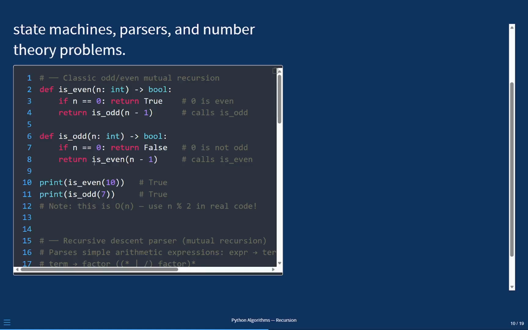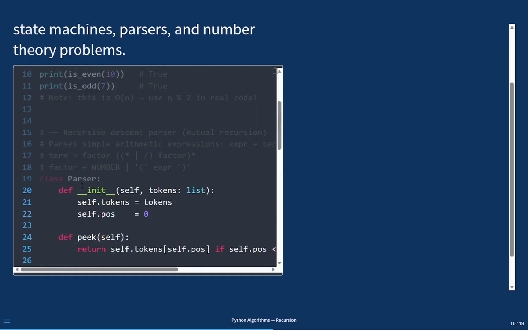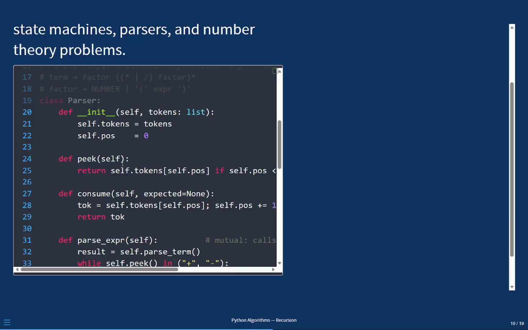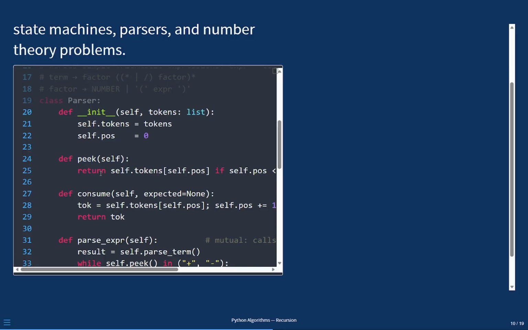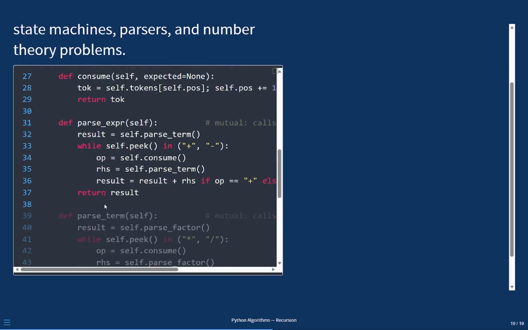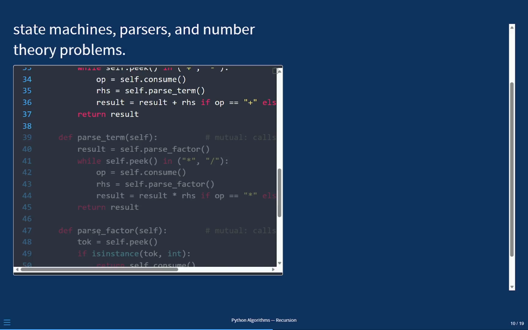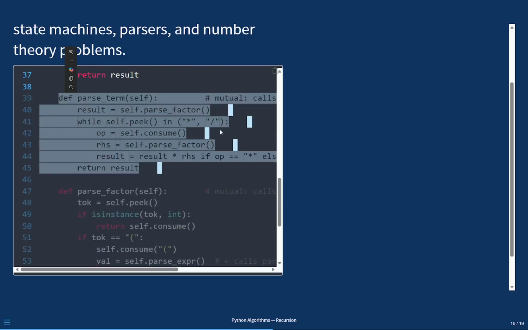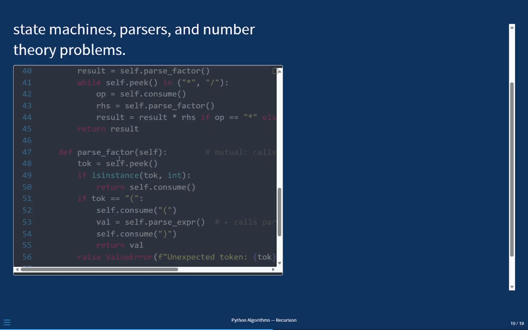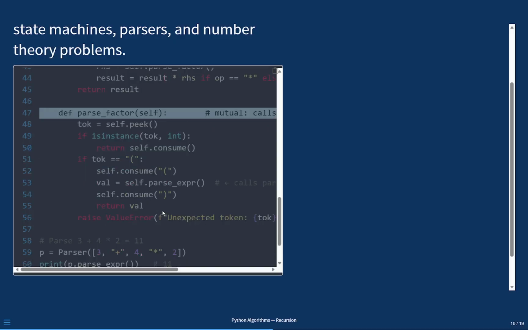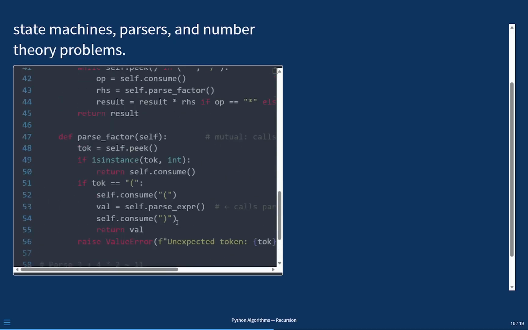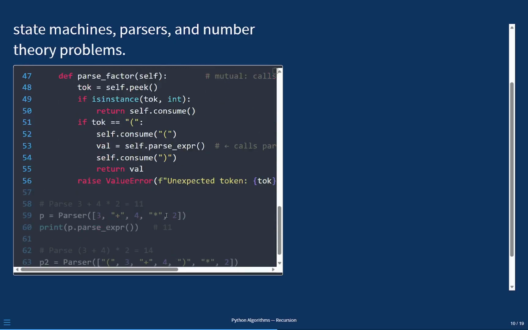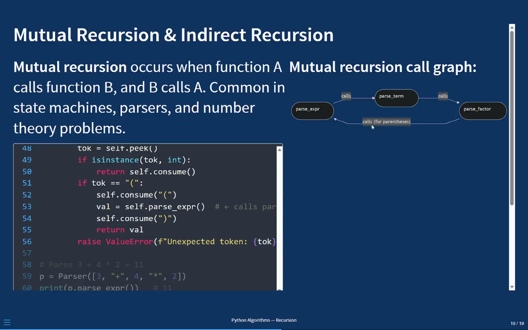Click. Where mutual recursion earns its keep is in recursive descent parsers. The parser class handles arithmetic expressions through 3 mutually recursive methods. parse_expr handles addition and subtraction, calling parse_term for its operands. parse_term handles multiplication and division, calling parse_factor. parse_factor handles numbers and parenthesized subexpressions, and for parentheses, it calls parse_expr again. The 3 functions form a recursive call graph, and that graph perfectly mirrors the grammar of arithmetic expressions.